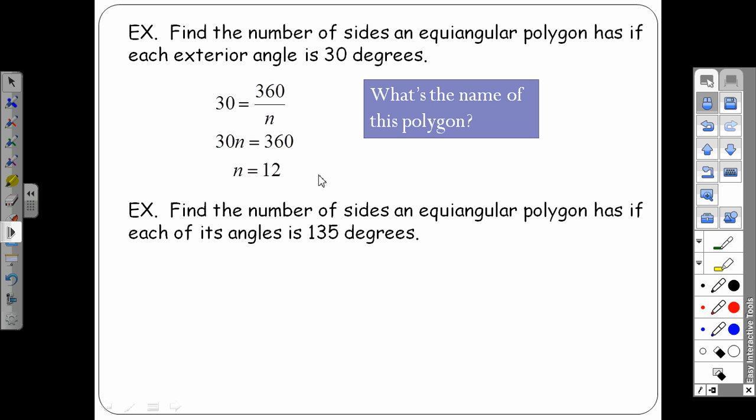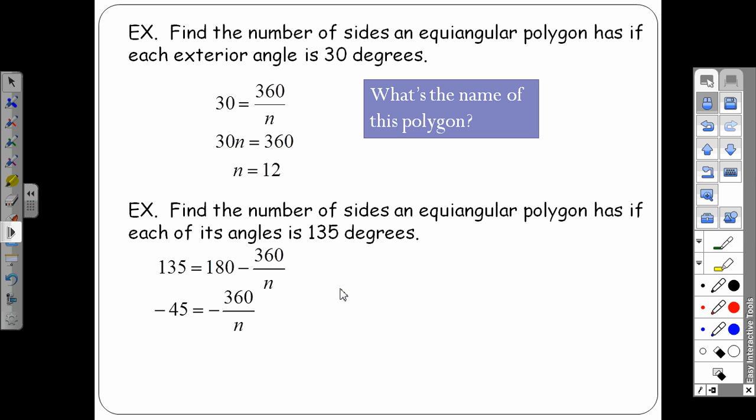Next, it says find the number of sides an equiangular polygon has if each of its angles is 135 degrees. Okay, so once again, now you have to make this choice. Which of the two formulas do you want to use? I'm going to use the one that I like best. And I'm going to replace i with 135 degrees. So I take 135 equal to 180 minus 360 divided by n. And so I'm solving for n.